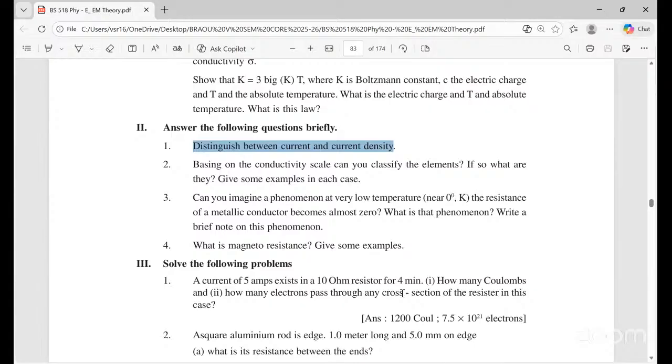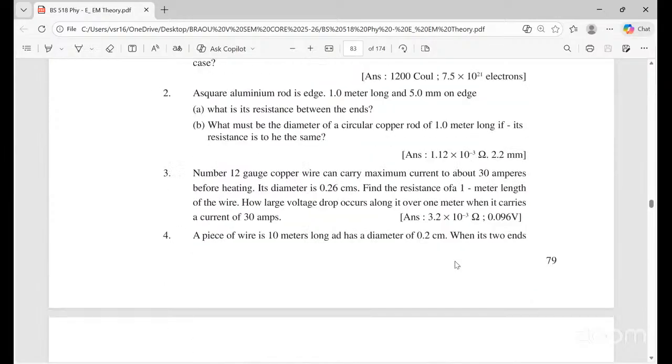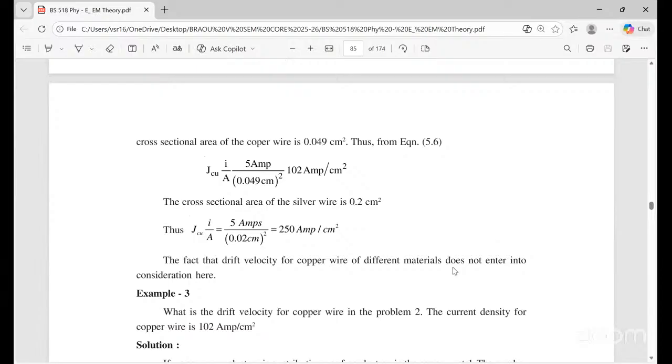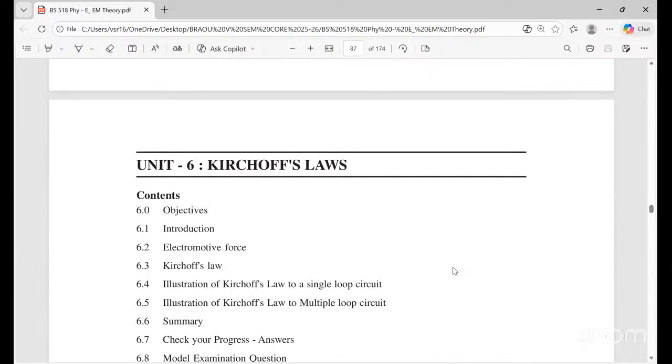We refer to this term in Gauss's law in electrostatics, and there you can observe it. These are the example problem questions.